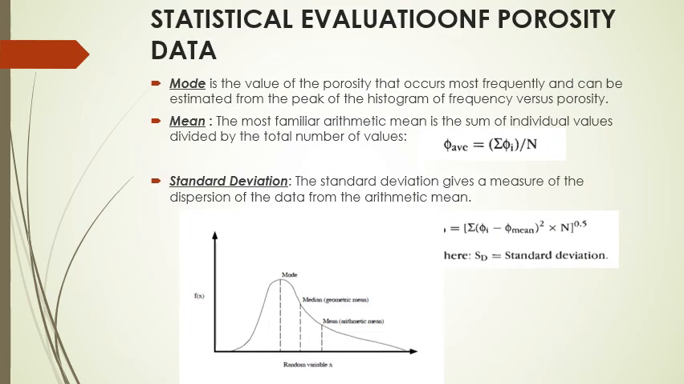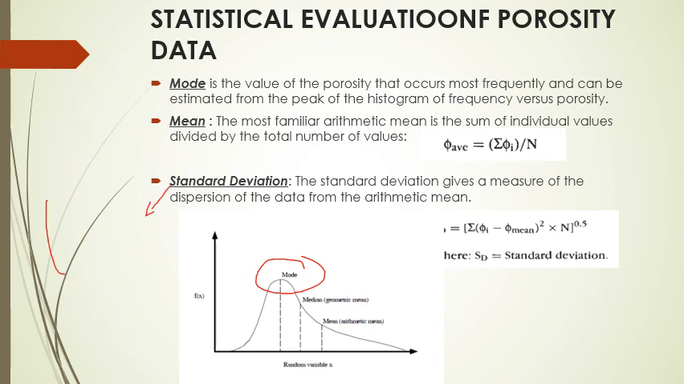Now I will describe some descriptive statistical parameters such as mode, median, and standard deviation. Mode is the peak value of this population, the most frequent value that can be repeated and can represent this population, while the mean is the arithmetic mean, the most familiar one, which is the sum of the individual values over the total number of values. Standard deviation represents how much the data is dispersed.